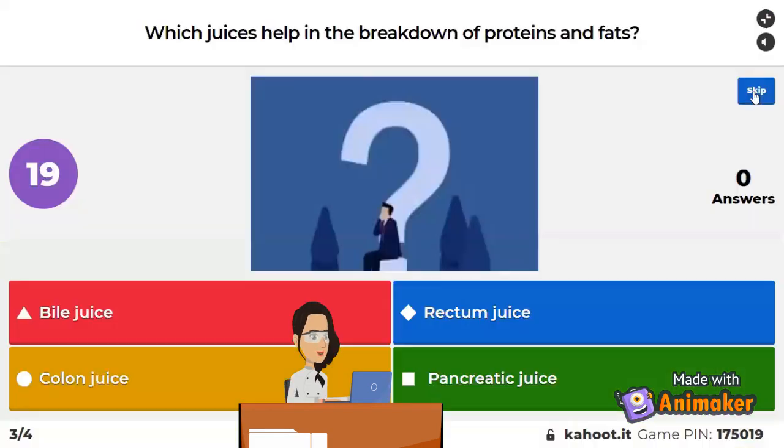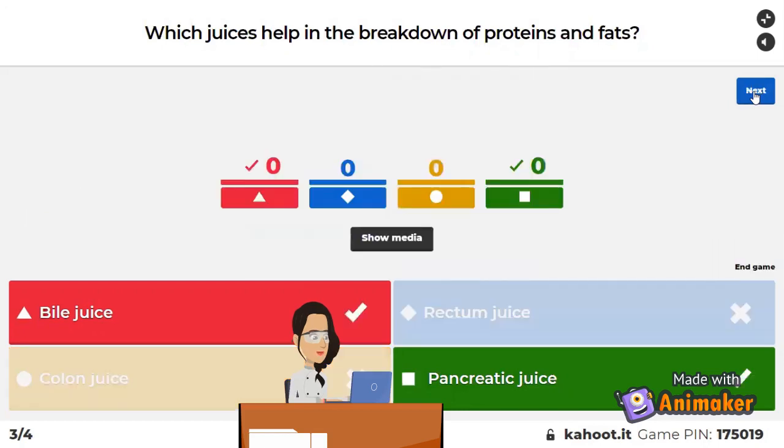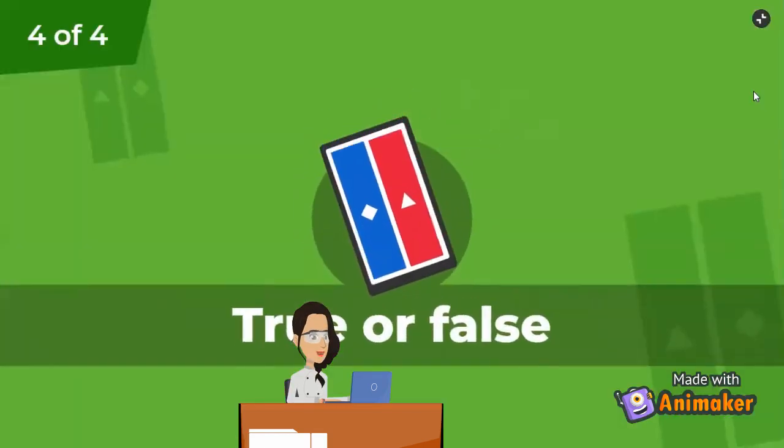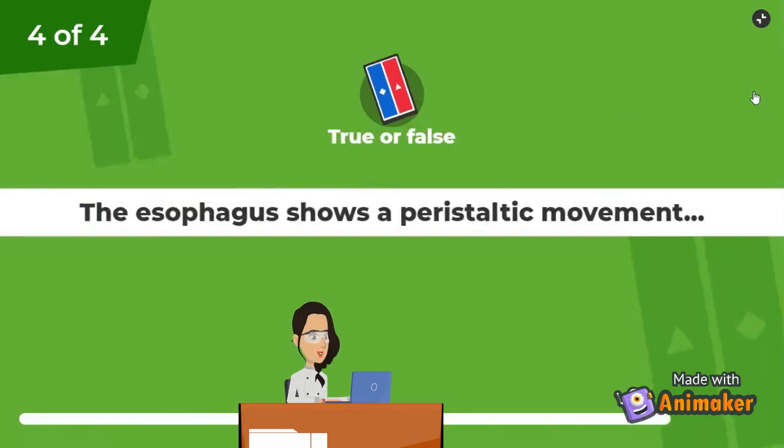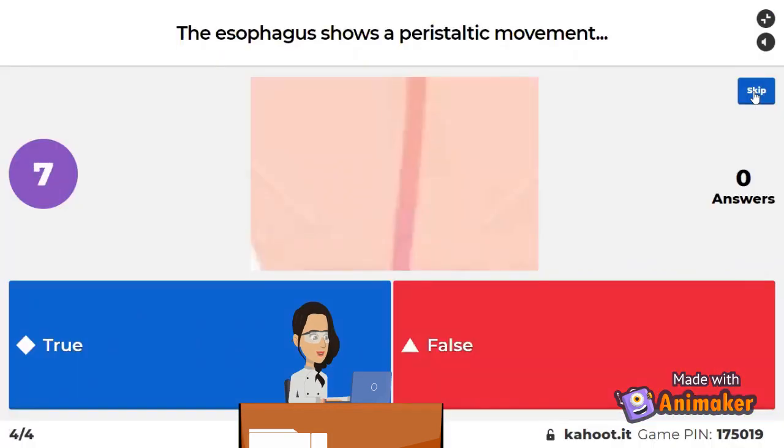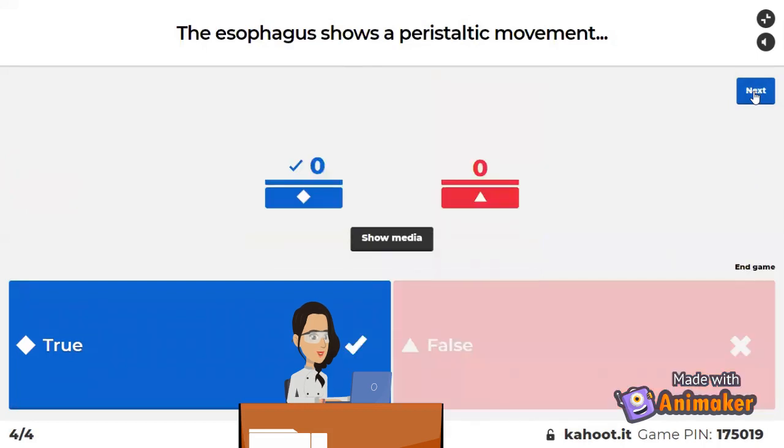Which juices help in the breakdown of proteins and fats? Bile juice, rectum juice, colon juice, or pancreatic juice? If you said bile juice and pancreatic juice, you are correct. The esophagus shows a peristaltic movement. Is that true or false? If you said true, you are correct.